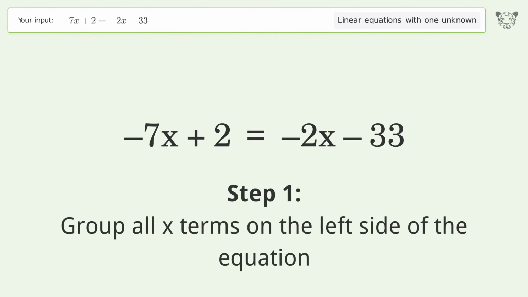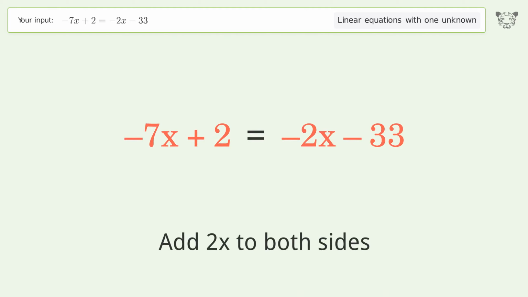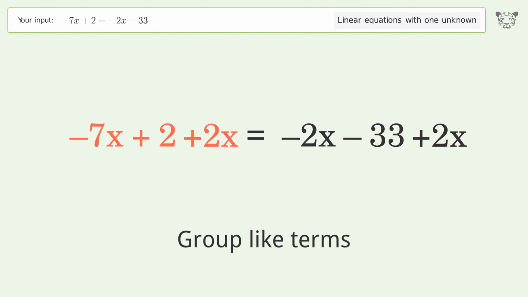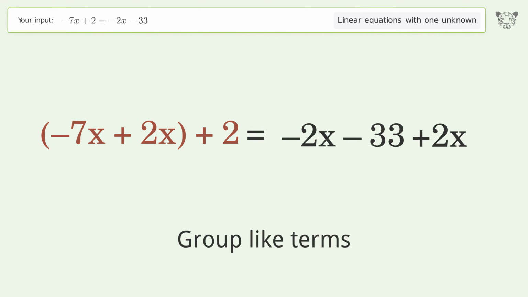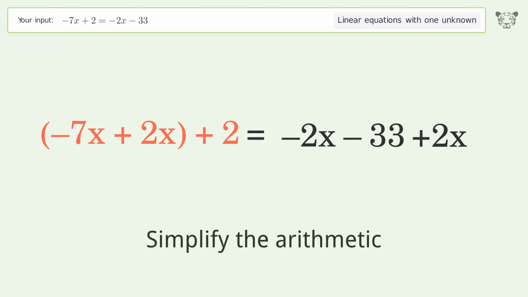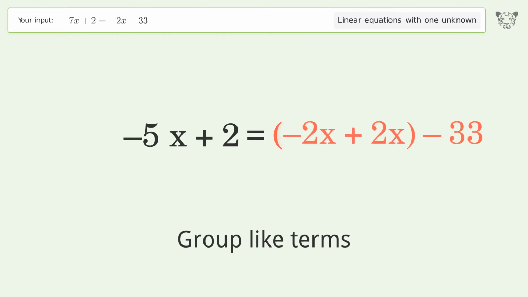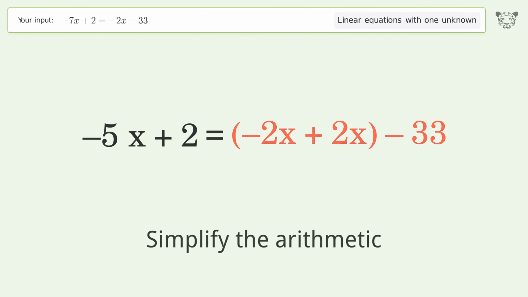Group all x terms on the left side of the equation. Add 2x to both sides. Group like terms. Simplify the arithmetic. Group like terms. Simplify the arithmetic.